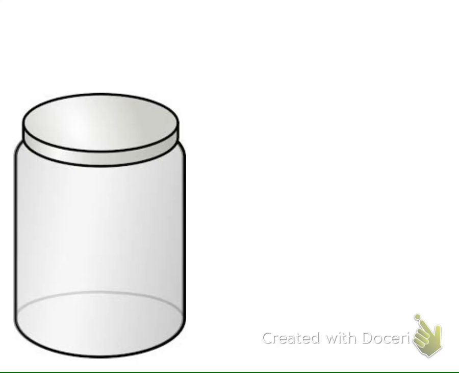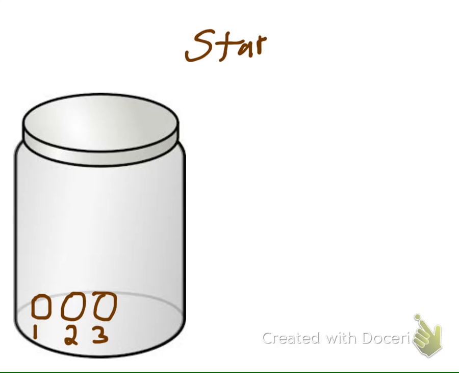So let's say that I have a penny jar, and in my penny jar, I have some pennies. We're going to go ahead and just say that I've got 3 pennies. So what I'm going to do is actually make 3 pennies, 1, 2, and 3. And I'm going to label them 1, 2, and 3. So I started with 3. So I start with 3.